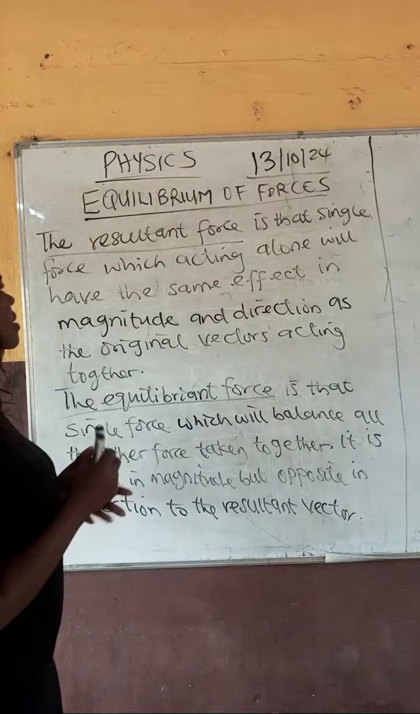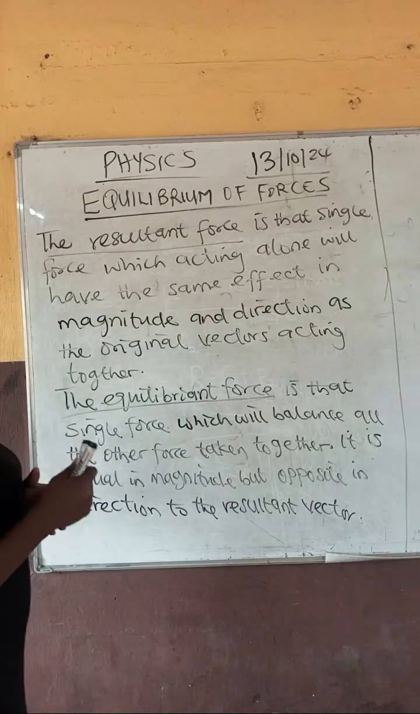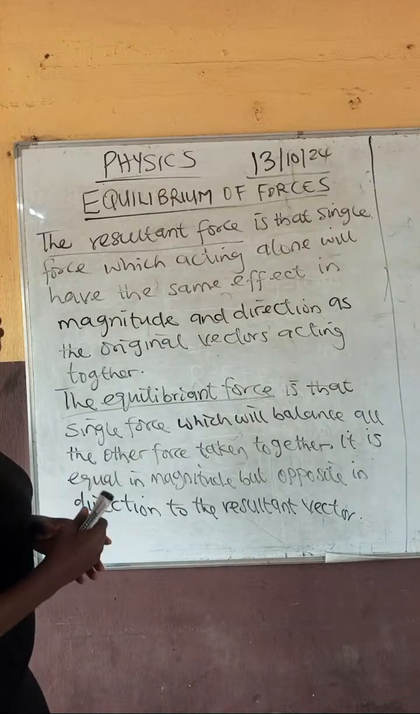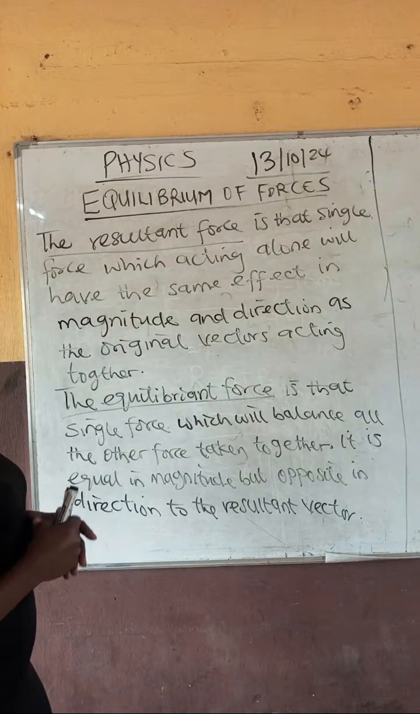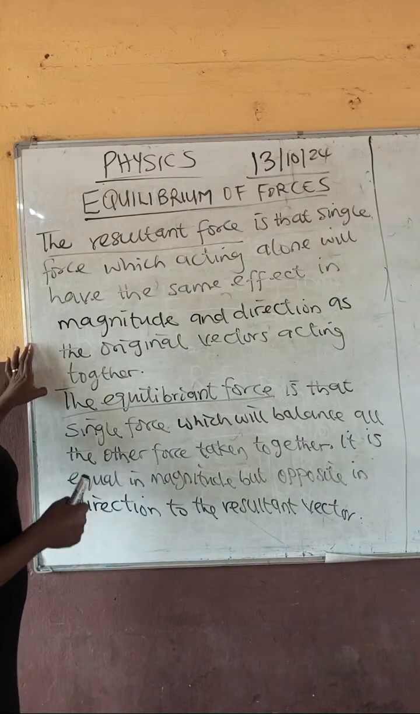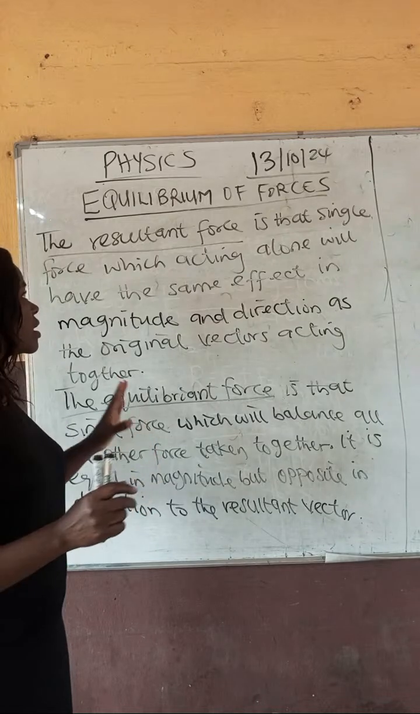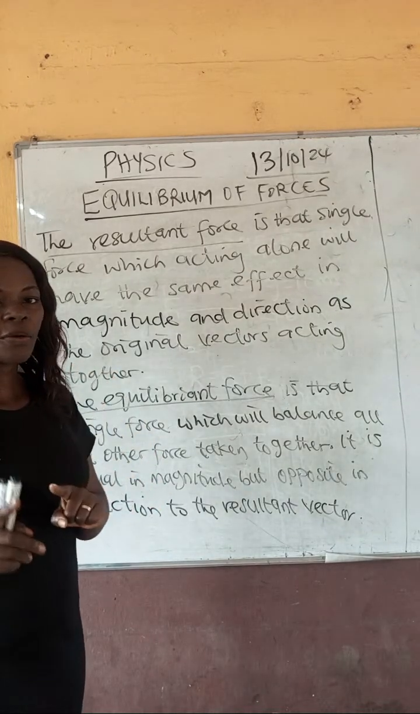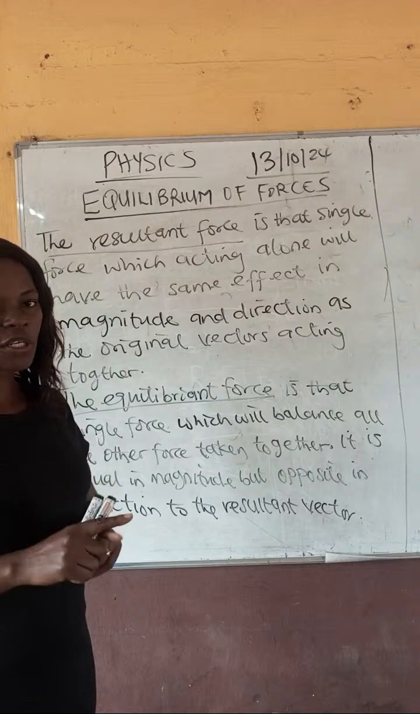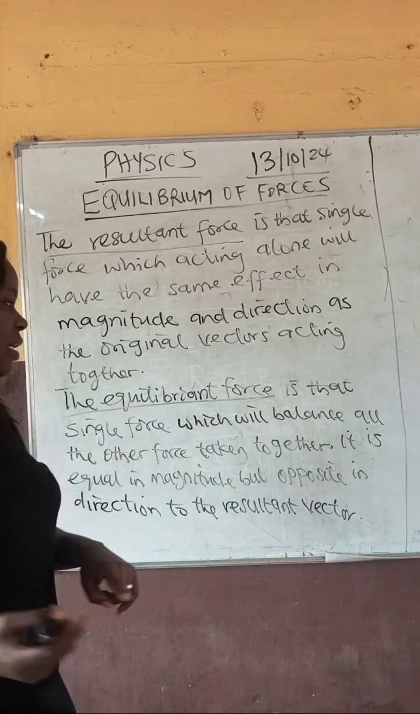Let's look at the resultant force. The resultant force is that single force which, acting alone, will have the same effect in magnitude and direction as the original vectors acting together. This resultant force can be obtained using the parallelogram law of vectors, which we did in my previous video. I will explain it again with a diagram.